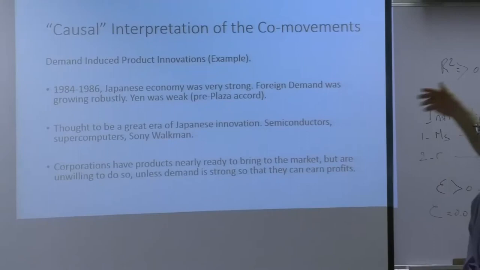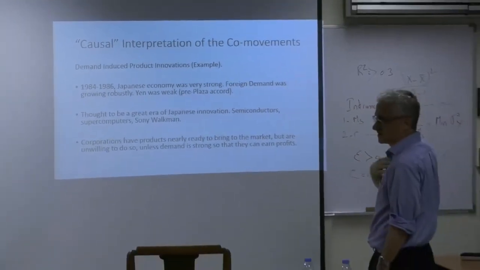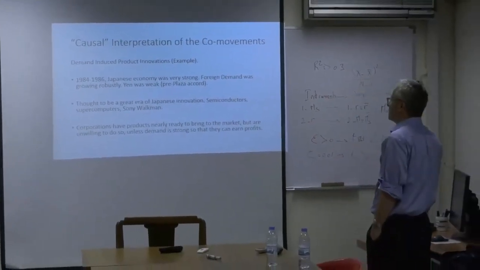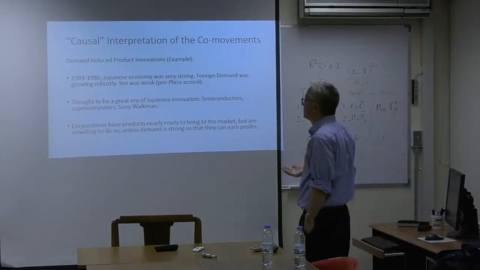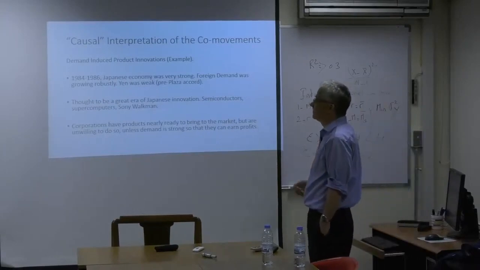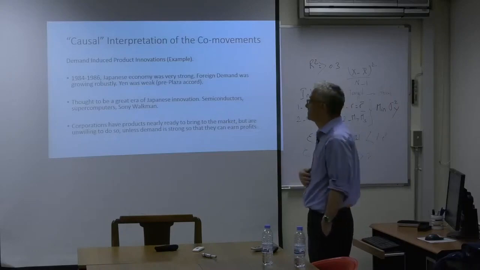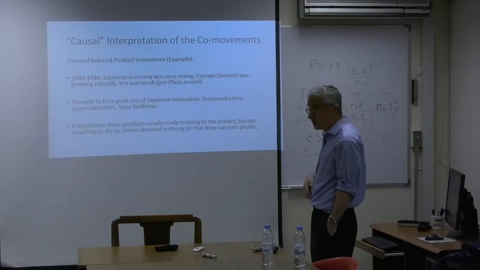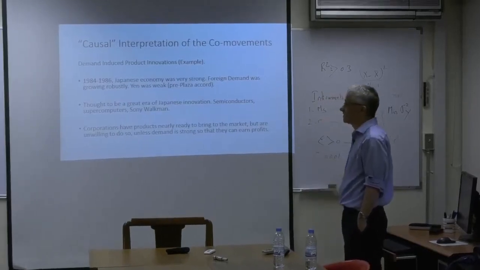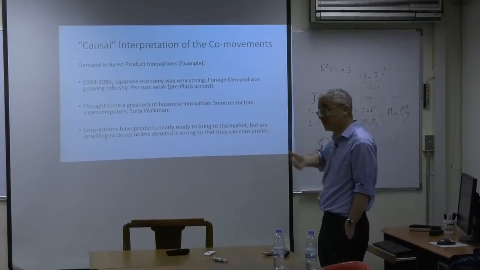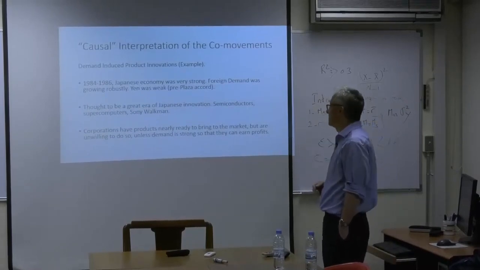For example, in 1984 to 86, the Japanese economy was very strong and the yen was weak, and foreign demand, especially from the U.S., was growing robustly. So this was thought to be a great era of Japanese innovation. You had semiconductors, supercomputers, Sony Walkmans, all these new products coming out.